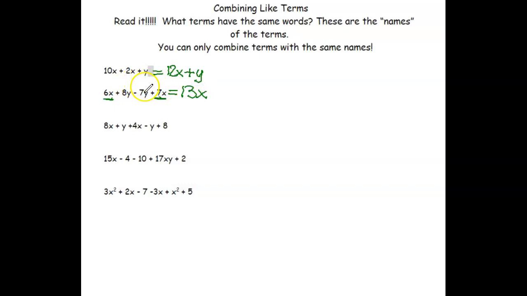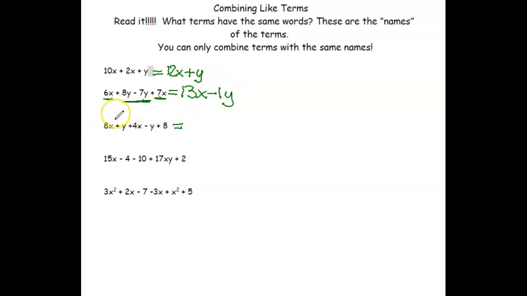8y minus 7y. 8 apples take away 7 apples is 1 apple. You don't have to put the 1 on there, but I will just for this example. And that's what I have. These two are also like terms. The x's are like terms, the y's are like terms. Now that I'm done, that's all I have. I can't do anything else.